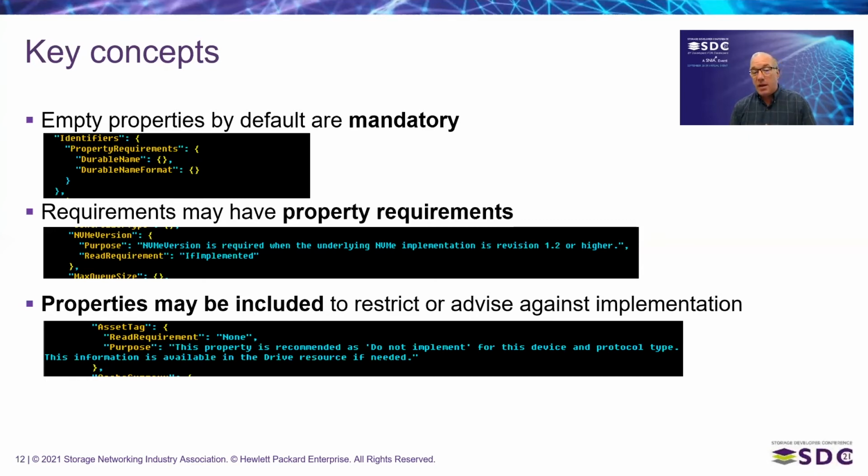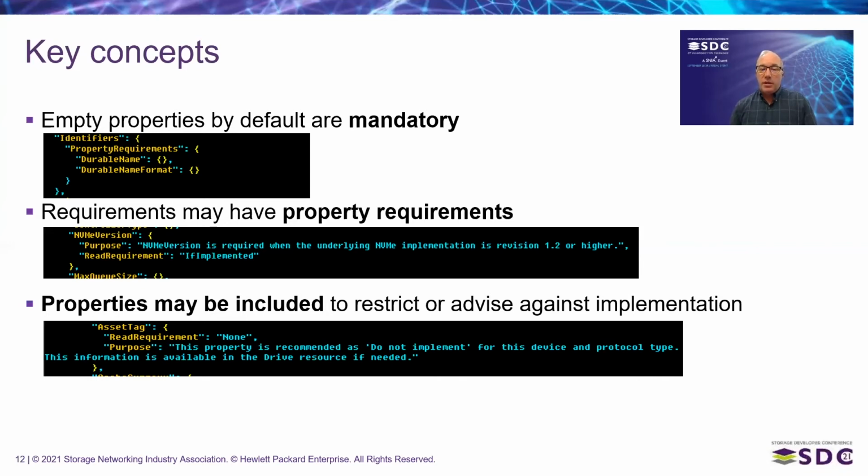The requirements may have some property requirements embedded inside of them. For example, I pulled out one here called the NVMe version. The NVMe version is required when the underlying NVMe implementation is revision 1.2 or higher. So there's a conditional that you only implement it in these scenarios. So it has a read requirement that if implemented, it must be readable.